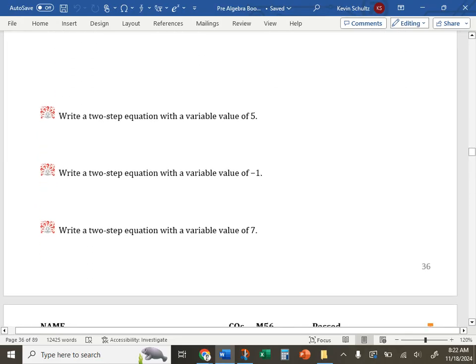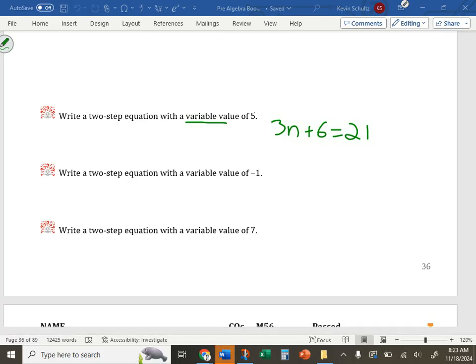Okay? So it says, write a 2-step equation with a variable value of 5. Let's do an example here. Notice it says a variable value of 5. That means when I solve it, n equals 5. So an example of this might be 3n plus 6 equals 21. Because when I solve this, I'm going to subtract 6 from both sides, divide by 3, n will equal 5.